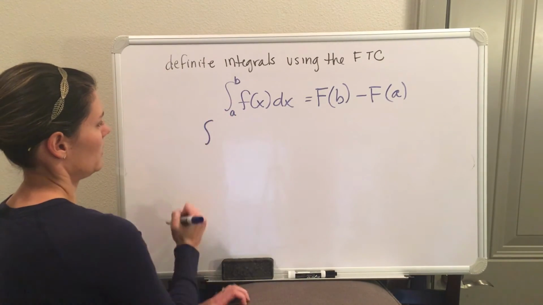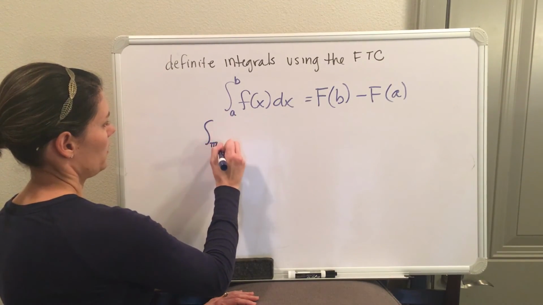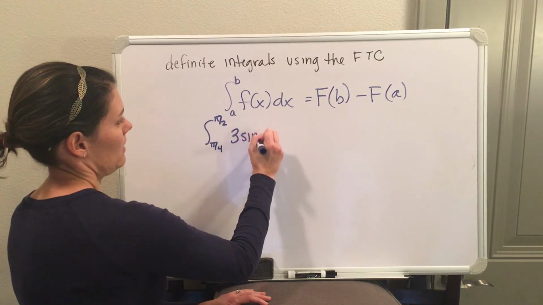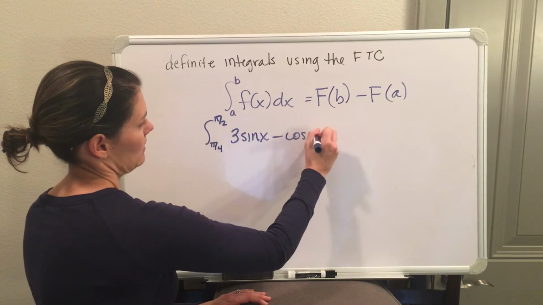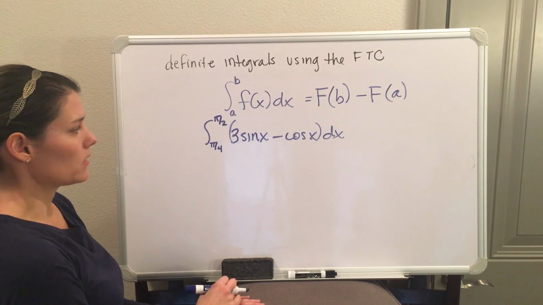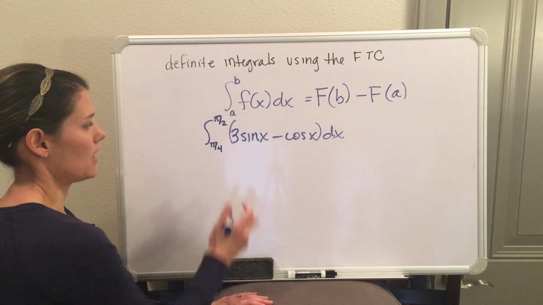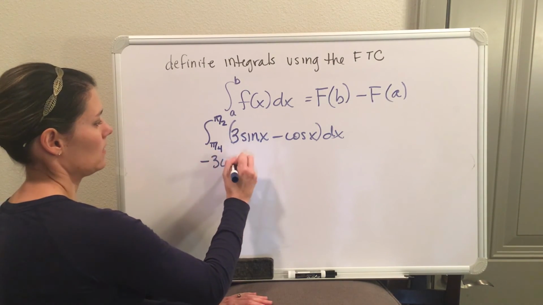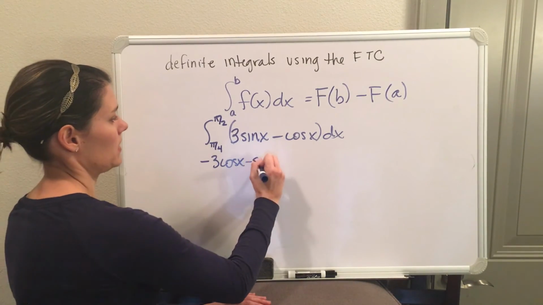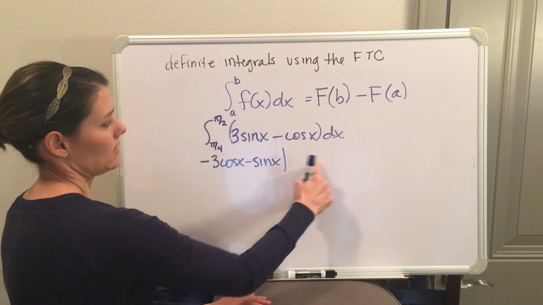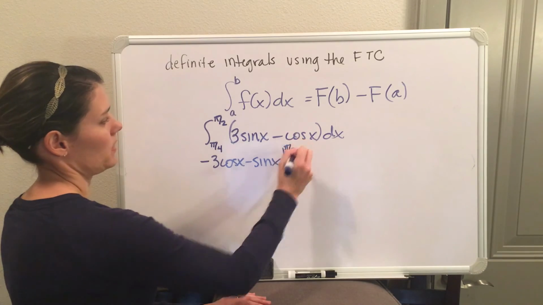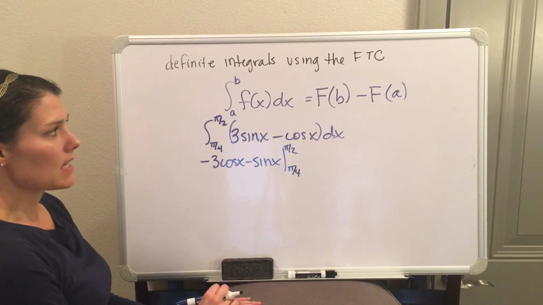Let's do the antiderivative from pi over 4 to pi over 2. And let's do 3 sine of x minus cosine of x. So again, first I'm going to take the antiderivative. The antiderivative of sine is a negative cosine. And the antiderivative of cosine is a positive sine. And instead of putting the plus c, I will put the vertical line and put my a and b. Next step is the FTC.